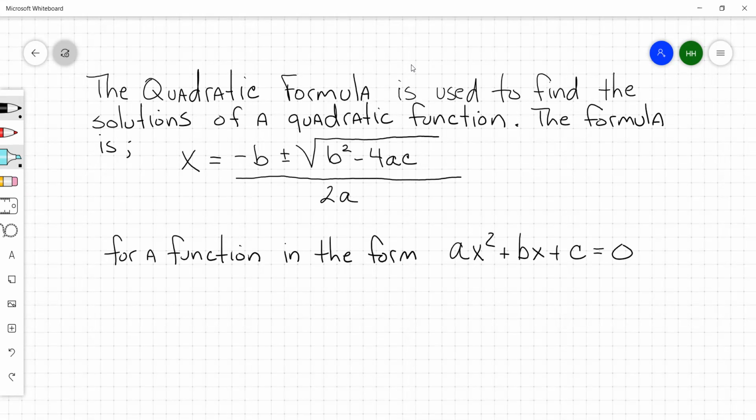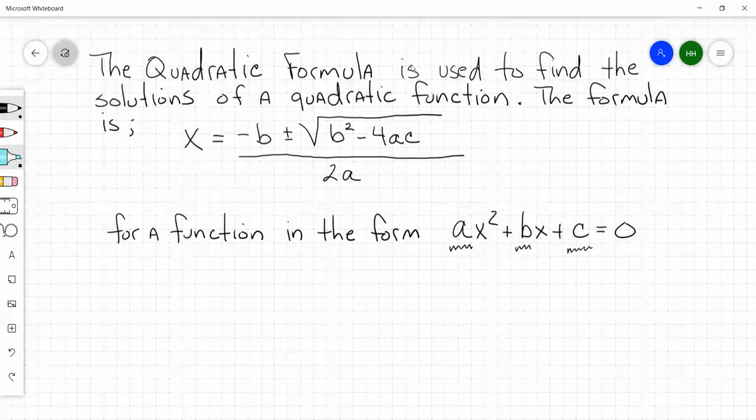Whatever sits in front of the x squared is your a value. Whatever sits in front of just the x is your b value. And the term that doesn't have an x or an x squared next to it, your constant term, is your c value. And then you take those values, you substitute them into this formula, and you have the solutions.